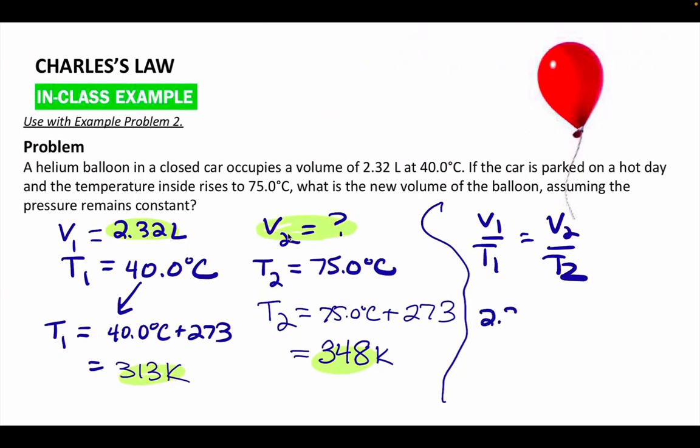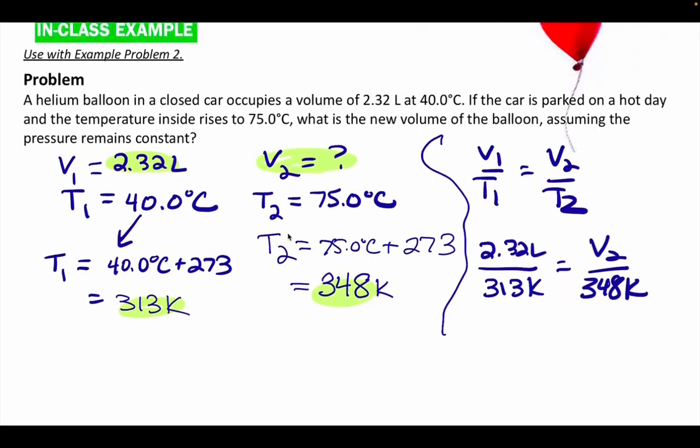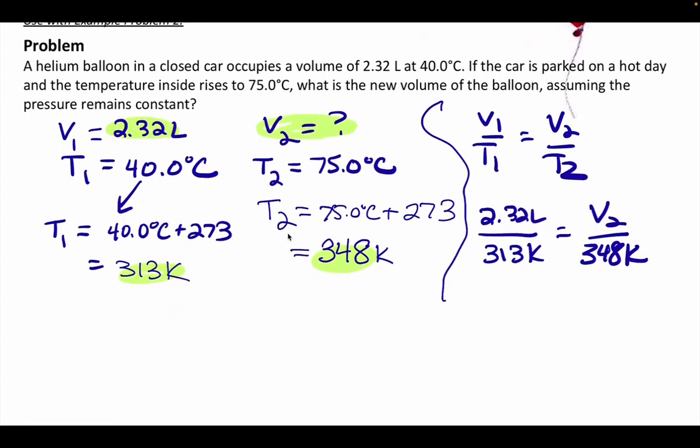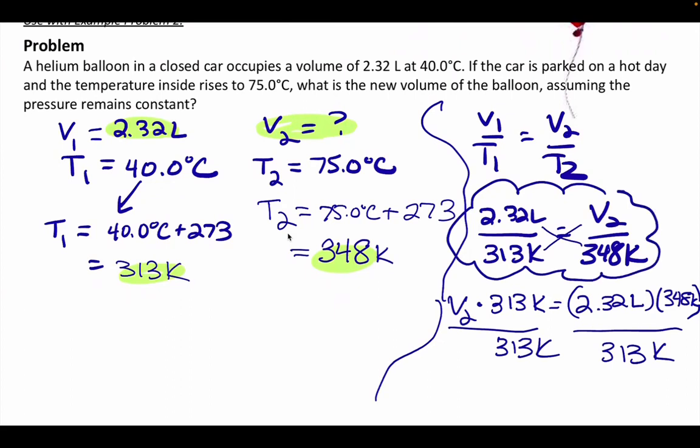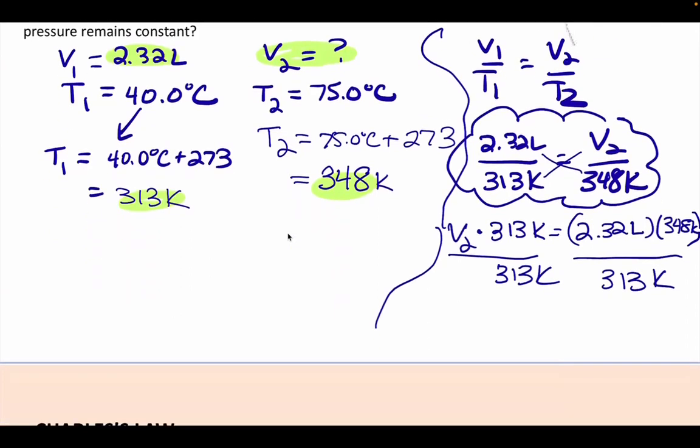So 2.32 liters over 313 Kelvin equals V2 over 348 Kelvin. And then you just want to do the algebra. Personally, I just cross multiply. And so then I get V2 times 313 Kelvin equals 2.32 liters times 348 Kelvin. And then I can see that I would need to divide both sides by 313. If you can do all of that in your head, then the only thing you would show is this, and then your answer. But also make sure you show your equation.